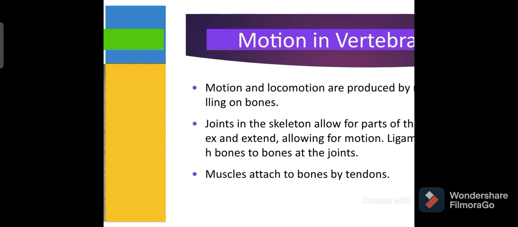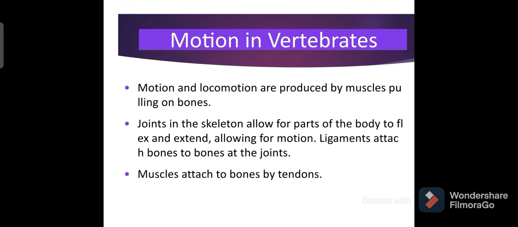Locomotion. Motion in vertebrates. Motion and locomotion are produced by muscles pulling on bones. Joints in the skeleton allow for parts of the body to flex and extend, allowing for motion. Ligaments attach bones to bones at the joints. Muscles are attached to bones by tendons.